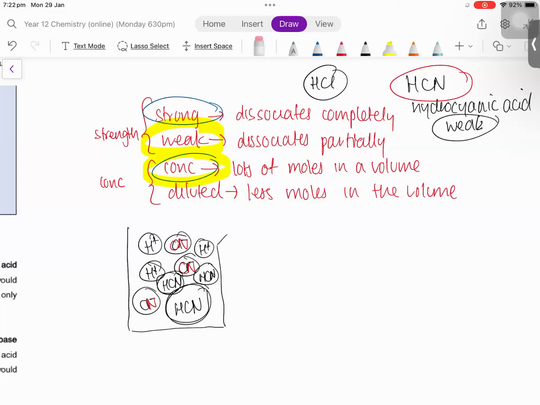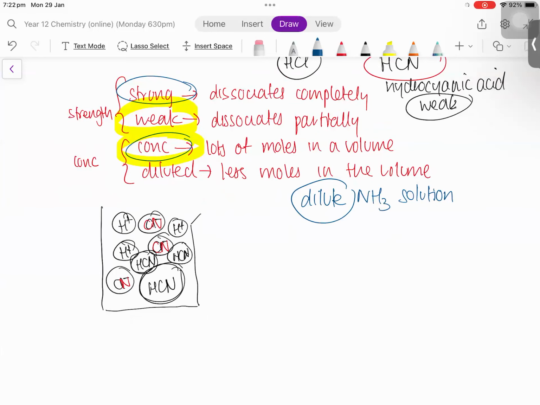Samra, help me out here. If I want to draw a model for a dilute NH3 solution, concentration is given to you, it's dilute. Is NH3 strong or weak? NH3 is a weak base. So let's start off with dilute. I have my beaker. If it's dilute, do I have a lot of bubbles or just a few bubbles? A few. Yeah, I only have a few. So let's just do 1, 2, 3.